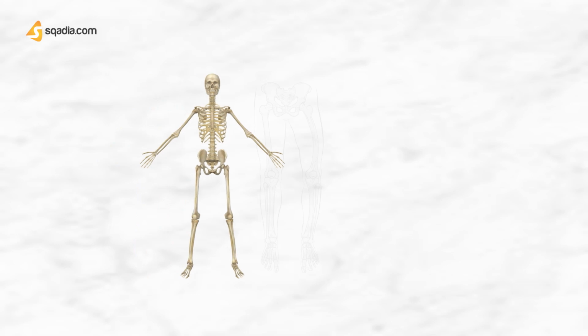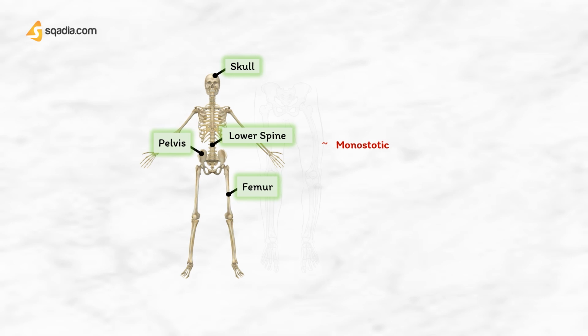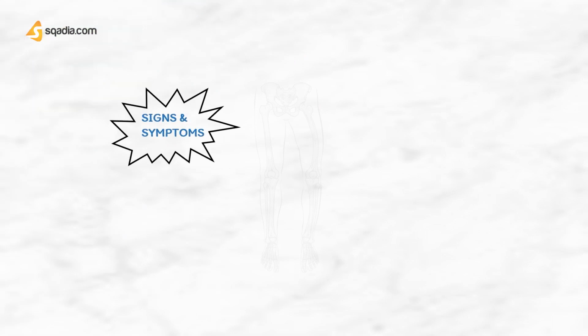Paget disease can damage any bone of the skeleton, more commonly bones of the skull, lower spine, pelvis, and longer bones of extremities such as the femur. It can be monostotic, affecting a single bone, or polyostotic, affecting multiple bones. It can affect a part of bone or the entire bone, but it does not spread from bone to bone. Well, it's time to explore signs and symptoms.